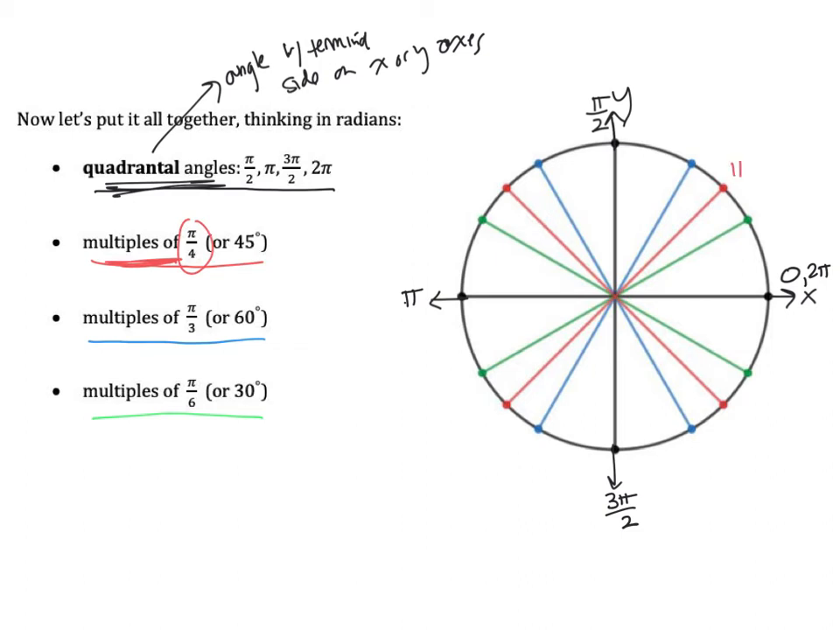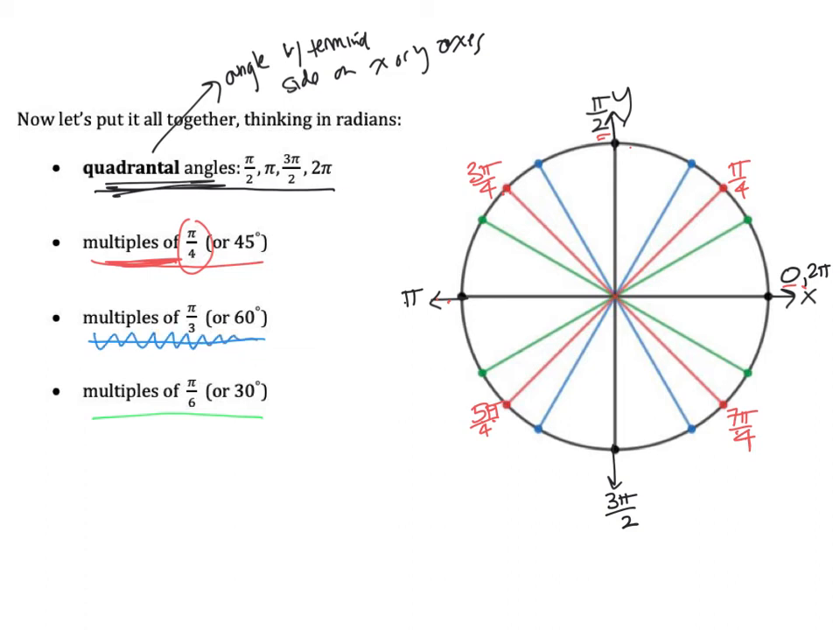1/4 is halfway in between pi over 2 and 0. 3/4 is halfway in between 1/2 and 1. 5/4, right? 5 pi over 4 is halfway between 1 and 3/2. Halfway between 3/2 and 2 is 7/4. So we have 1/4, 2/4, 3/4, 4/4, 5/4, 6/4, 7/4, 8/4 gives us back to 2 pi. Then we have our multiples of pi over 3.